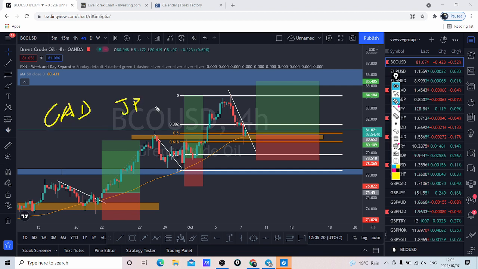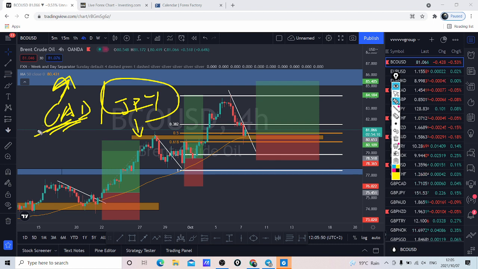And the negative correlation is between the CAD and JPY. Whenever you see the CAD pushing to the upside, you will see the JPY pushing to the downside. Why? Because Japan is a technological country. Whenever they want to produce something, they need oil coming from Canada. So whenever the price of oil increases and the Canadian currency pushes to the upside, the JPY is going to lose momentum because they need the oil. So that's a negative correlation.